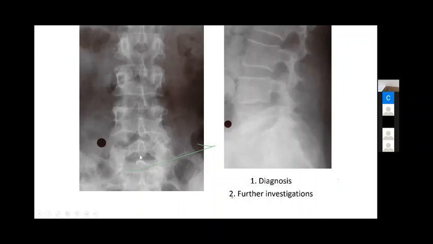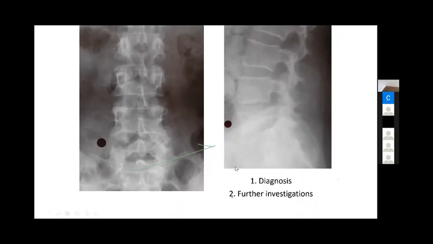So what is it more likely to be? A metastasis. So this is a very typical picture of metastatic lesions, with damage to the pedicle.